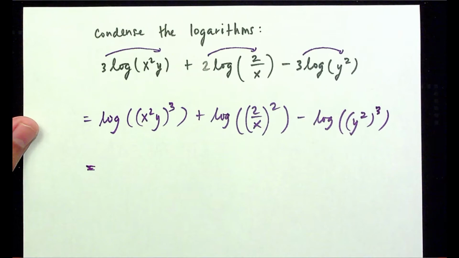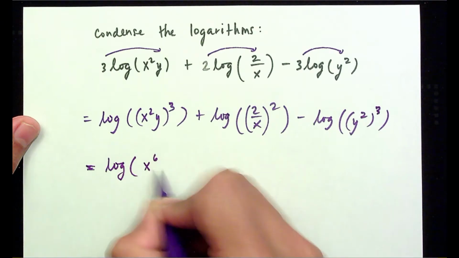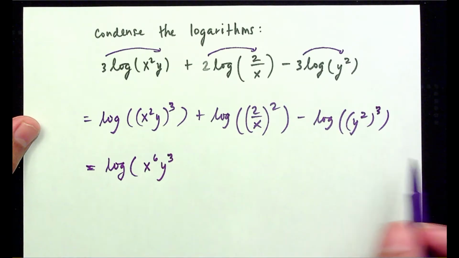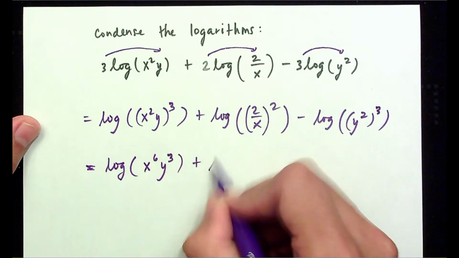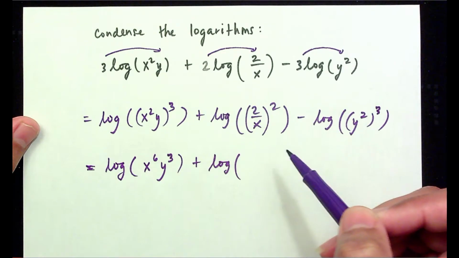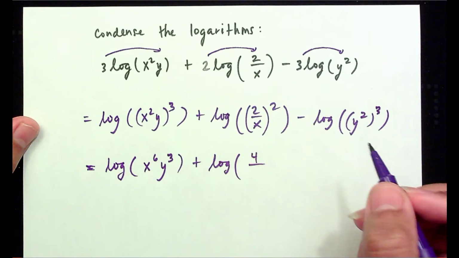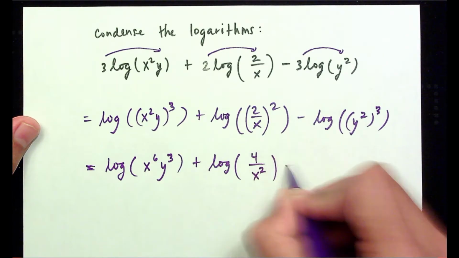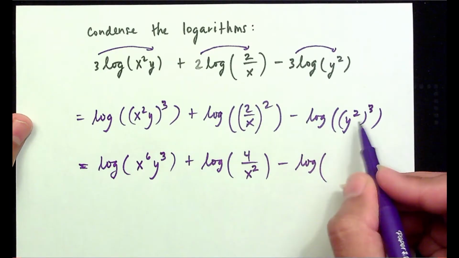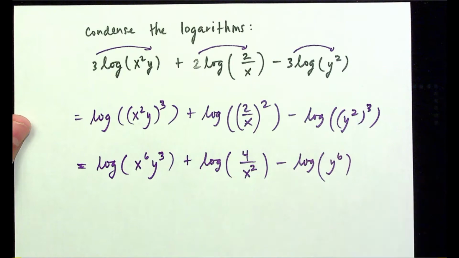Okay, now using the properties of exponents, we simplify this. This will be logarithm of what? x to the 6th and then y cubed. Right, you multiply the exponents, plus logarithm of, now you square a fraction, so that means you square the numerator and you square the denominator. Squaring the numerator, that would be 2 squared, which is 4. Squaring the denominator, that would be x squared. And lastly, using again the properties of exponents here, that would be y to the 6th, because exponents that are back to back like this, you multiply them.